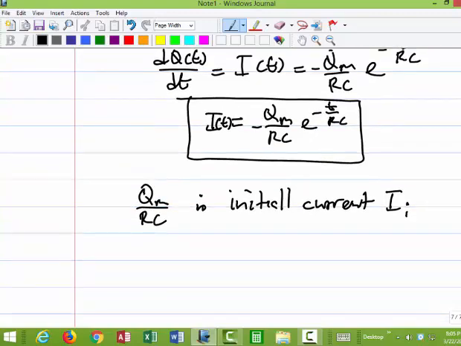So yes, it is decay. It starts maximum and decays. My bad, I'm still saying it the wrong way. So it starts maximum and decays.